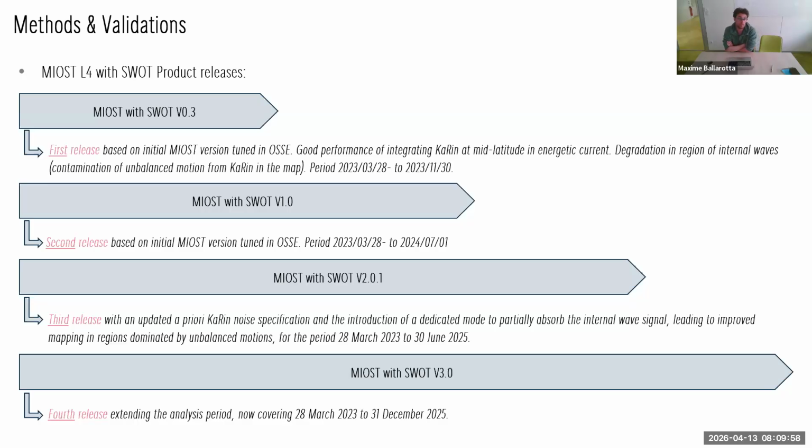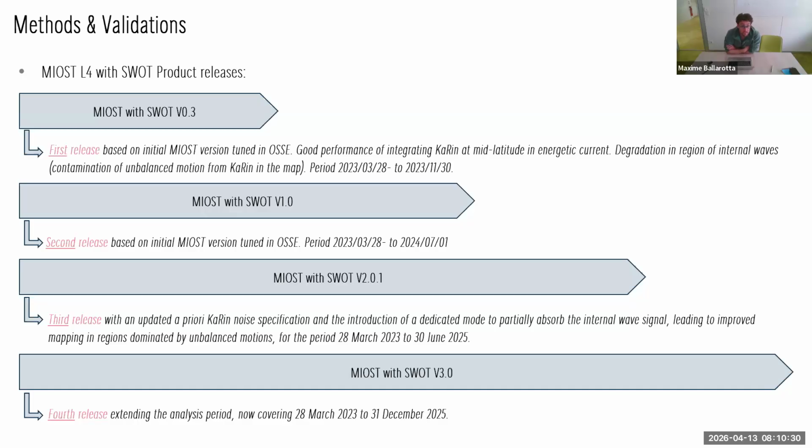But we saw that in some regions, in particular the equatorial region and regions of internal wave or incoherent internal wave, there was some degradation of the mapping. That was some contamination of unbalanced motion or internal wave correction that were not available on the Karin dataset. So incoherent, and they are still not, I think, available.